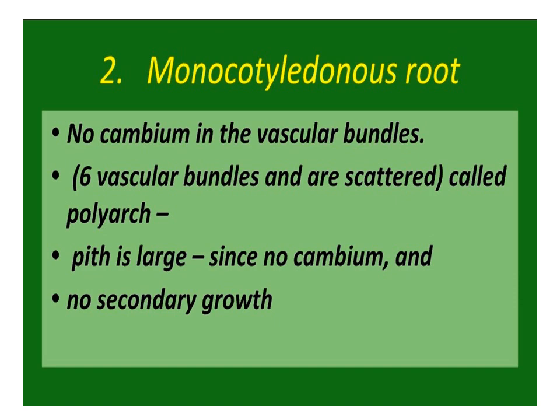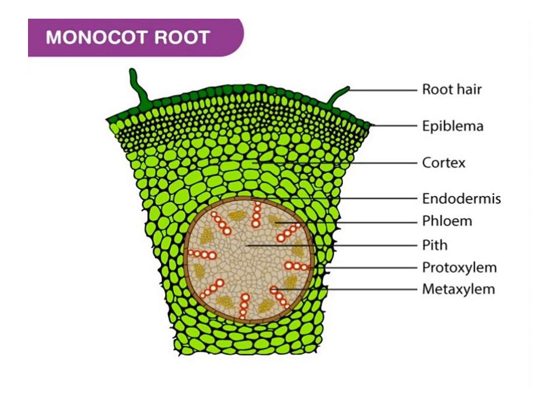Monocotyledonous root. The anatomy of a monocot root is similar to a dicot root in many respects. It has epidermis, cortex, endodermis, pericycle, vascular bundle and pith. However, as compared to a dicot root, monocot roots possess more than 6 polyarch xylem bundles and a large and well-developed pith. No secondary growth is present. Here is the structure of a monocot root. In monocot root and dicot root, epidermal cells, or epidermis, are known as the epiblema.